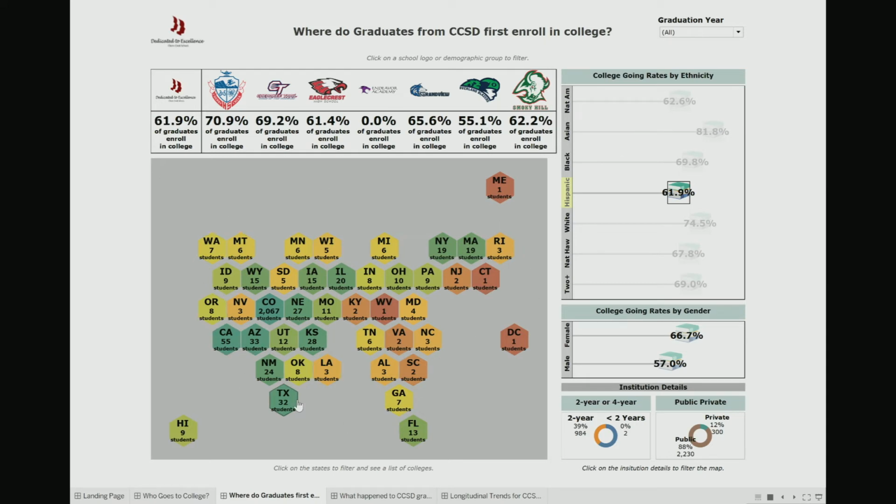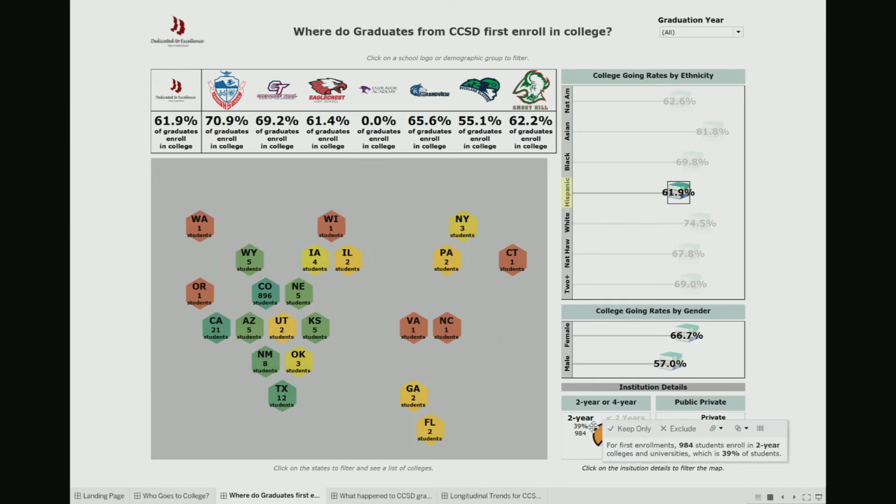We lose some of the US. We also see a really different profile for institution details. So most of our Hispanic students, 2 out of 5, their first college enrollment is at a 2-year institution. You can see that down here.